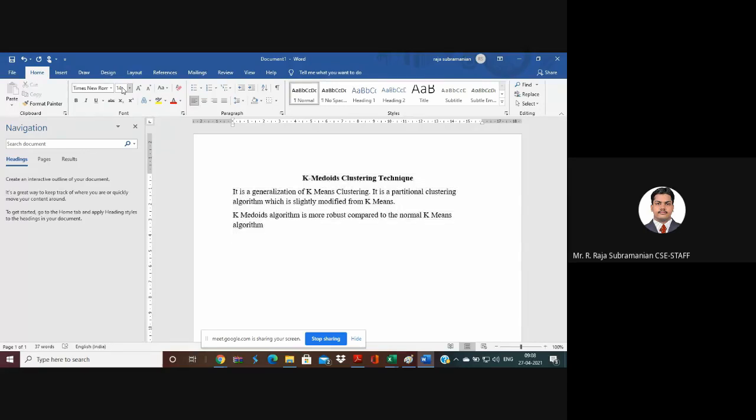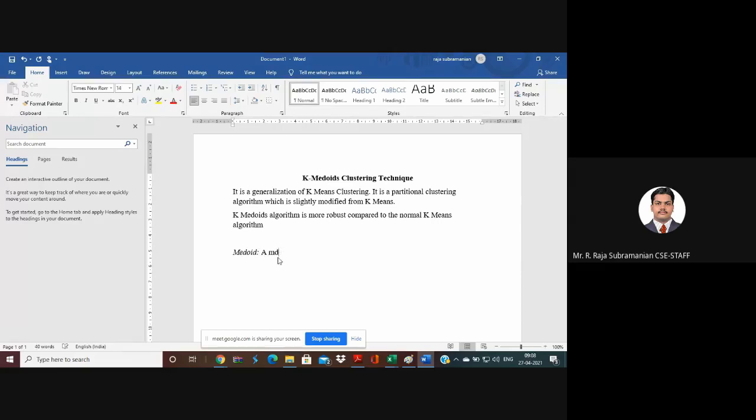We can then understand what a medoid actually is. We know the mean is nothing but the centroid. For each iteration in K-means, I calculate the centroid, update the centroid each iteration, and do the clustering process. Whereas here we have something called a medoid. So what is that medoid? We will see it.